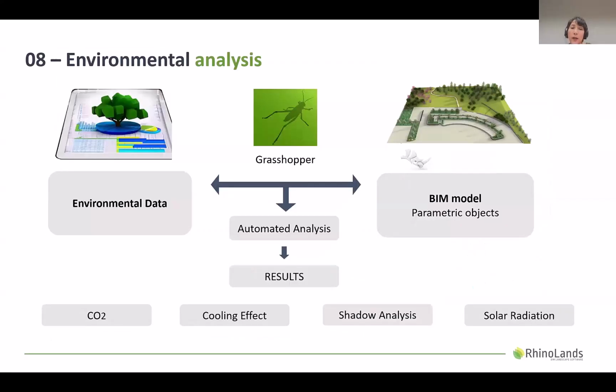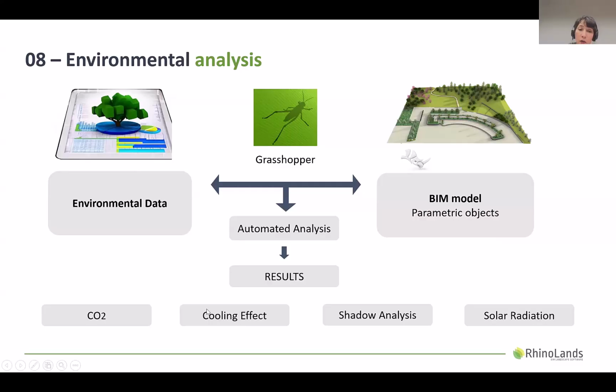Well, another use of Grasshopper in our case is environmental analysis. This is something that we promoted and developed recently. So we link environmental data to a BIM geometry in RhinoLands, and in this way we do different types of analysis. One of them is CO2 calculation. After designing a park or a landscape, we can calculate how much CO2 or carbon will be sequestered by implementing the project in 10 years, in 20 years, or in different periods that you want.